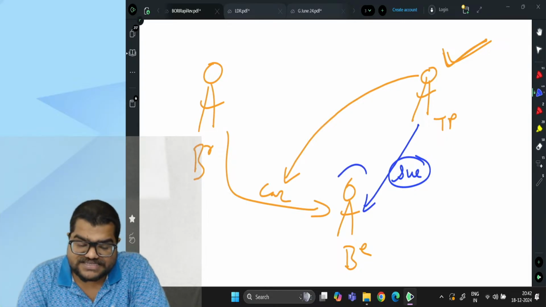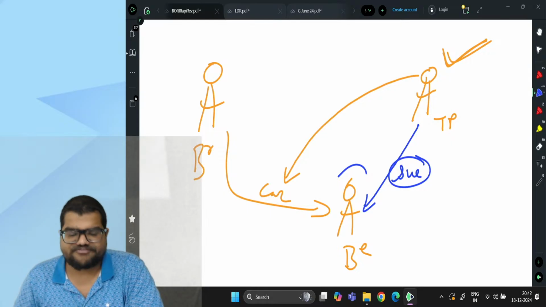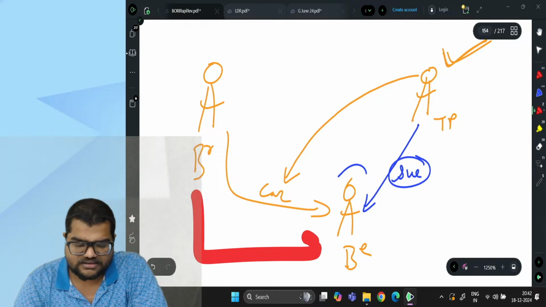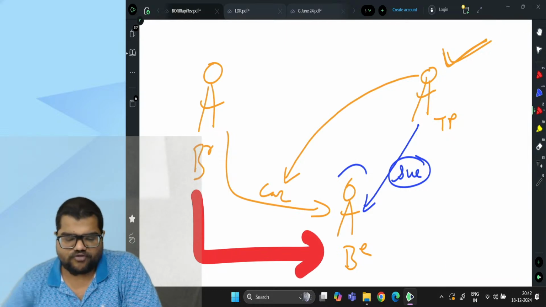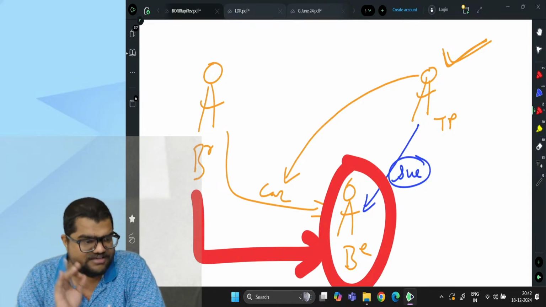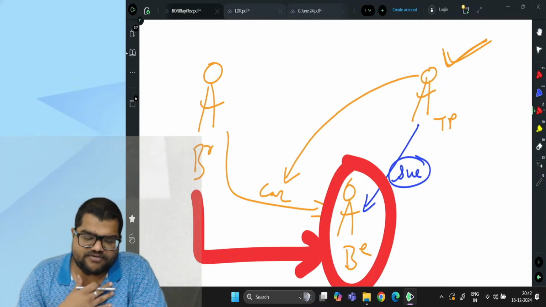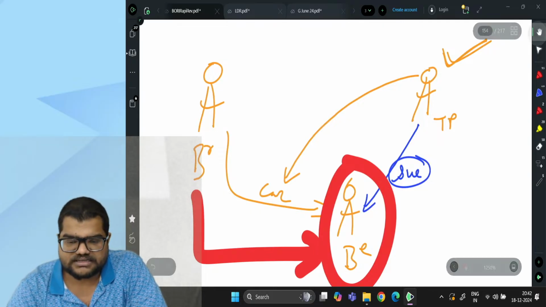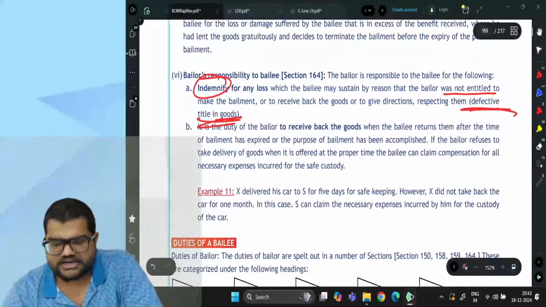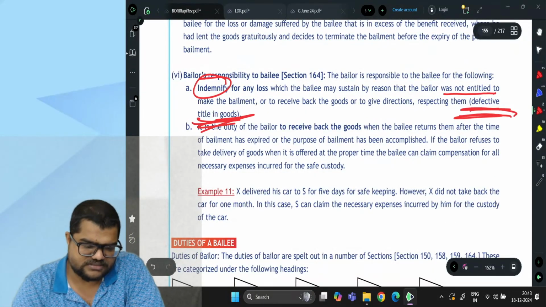Now whatever expenses my friend will incur, I will have to indemnify for whatever expenses incurred, the legal charges, the time that got wasted and everything. I will have to indemnify my friend. And that is this point. Defective title and goods. Okay, easy peasy.